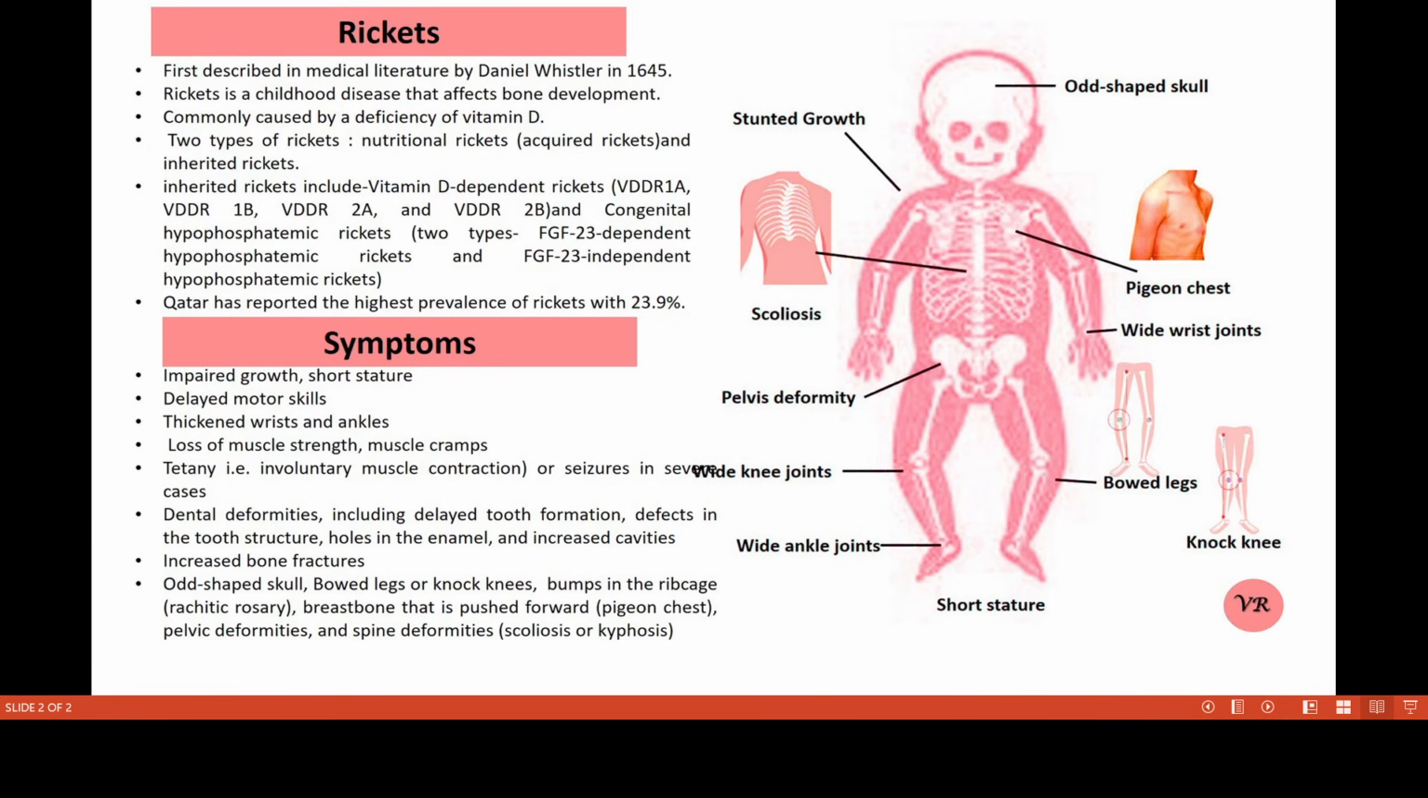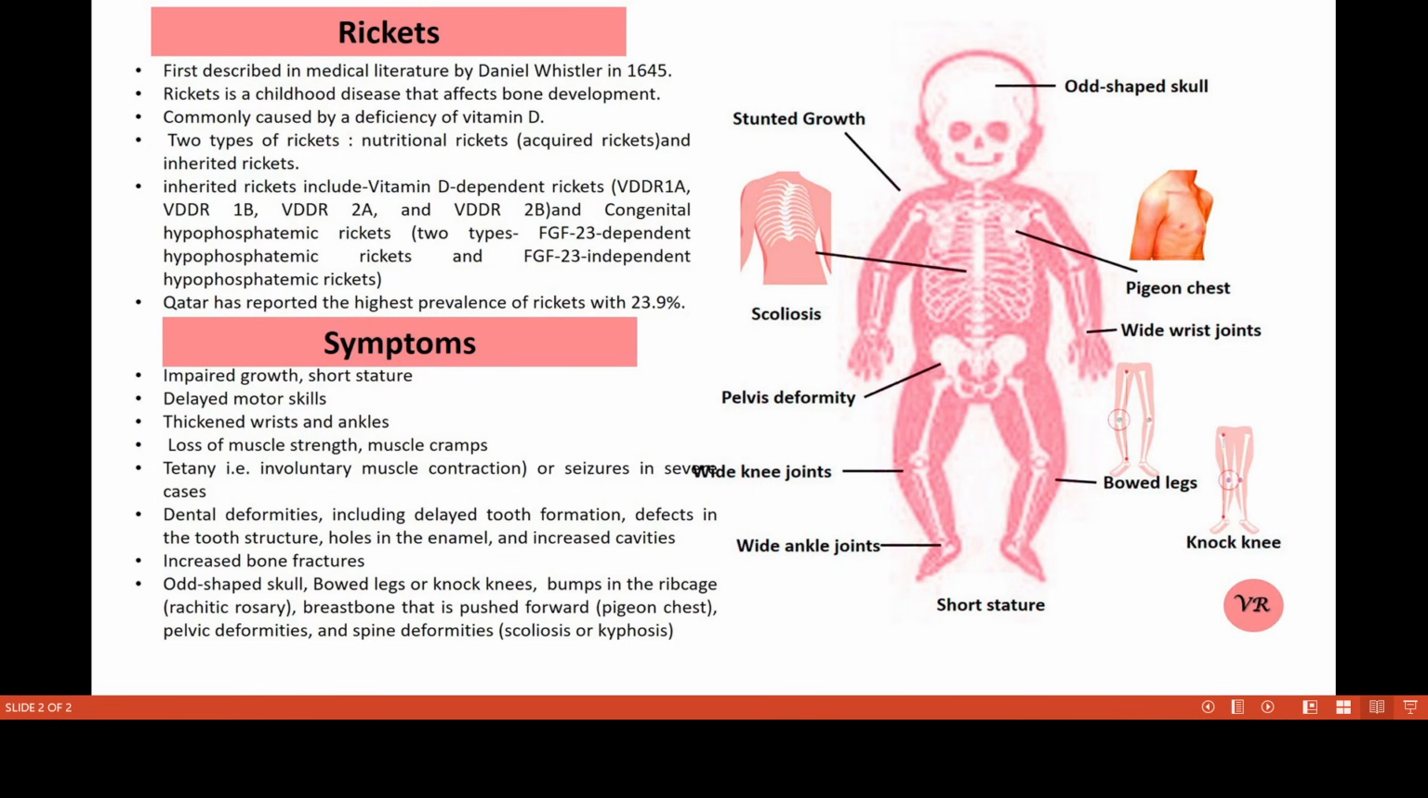categorized into non-nutritional forms like phosphopenic rickets and calcipenic rickets. These genetic forms differ from the more common nutritional rickets caused by vitamin D or calcium deficiency. Genetic causes of rickets stem from mutations in genes that affect how the body processes or responds to calcium and phosphate, leading to defects in bone mineralization.